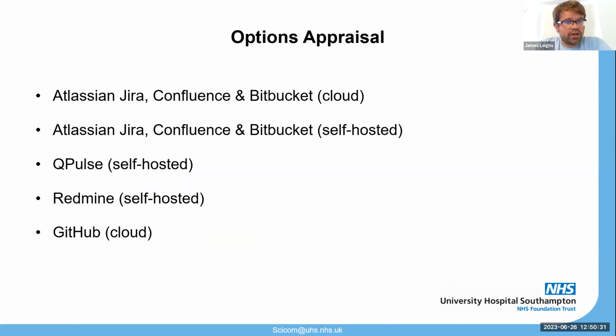The options that I looked at were the Atlassian tools that we've talked about, either in the cloud or self-hosted. QPulse, which I'm sure many of you are aware, which is self-hosted within the trust. So it's already used for an ISO 9001 QMS within medical physics and other places throughout the trust. Redmine, I'd heard about this from other talks, and this process that I went through was around 5 years ago. I think there'd been some SCOPE articles, and there was a talk at one of the previous ICSIG meetings about it. And then GitHub, somebody in the department had already started exploring using GitHub in the cloud for our version control.